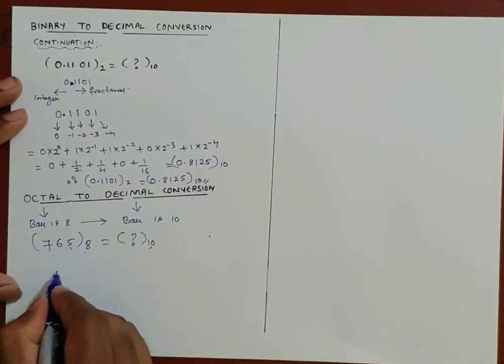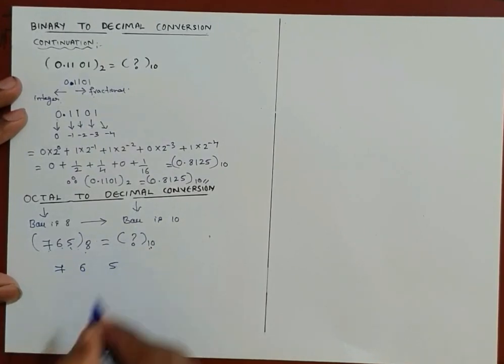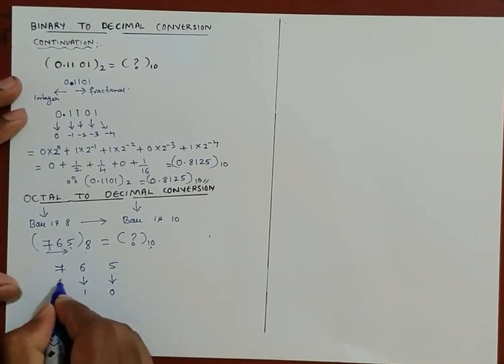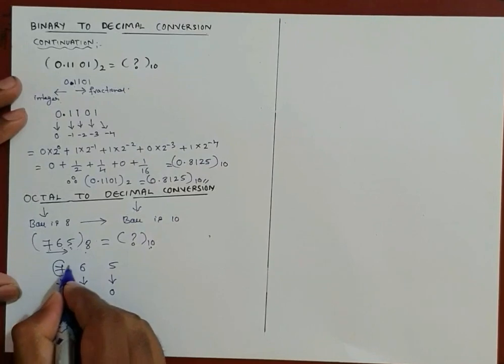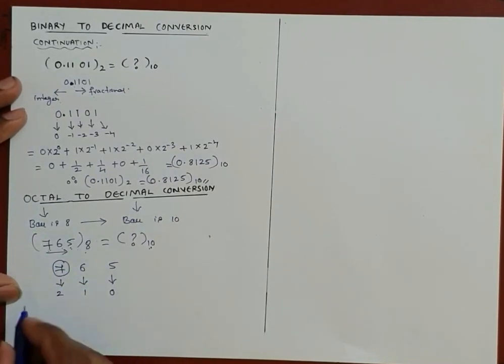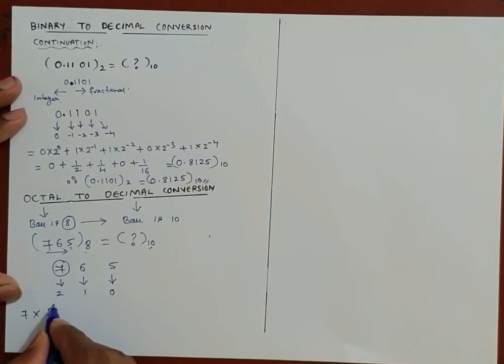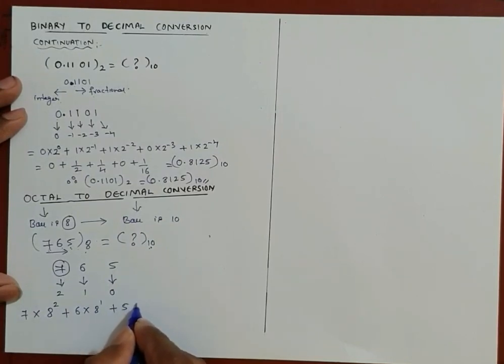The procedure remains the same. First take the given octal number 7, 6, 5. There is no point here, it means the given number is an integer number. So first find the position. Here the position is 0, position is 1 and the position is 2. Again take this number, as I have said in binary to decimal conversion the procedure remains the same. So take this number 7, multiply by 8. Why multiply by 8? Because here the base is 8 and the power should be the position, here 2, plus 6 into 8 power 1 plus 5 into 8 power 0. The power will be the positions of the given octal number.